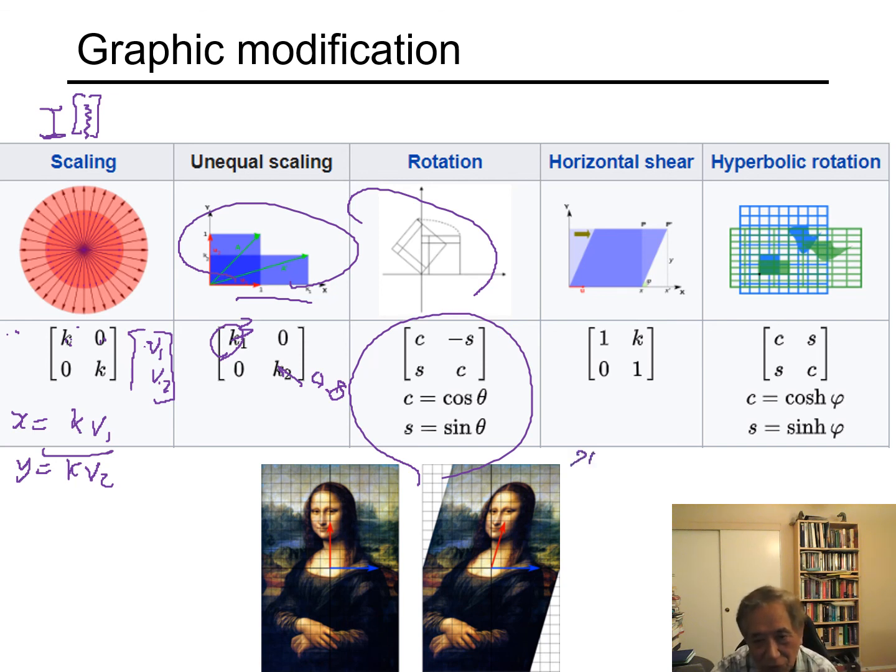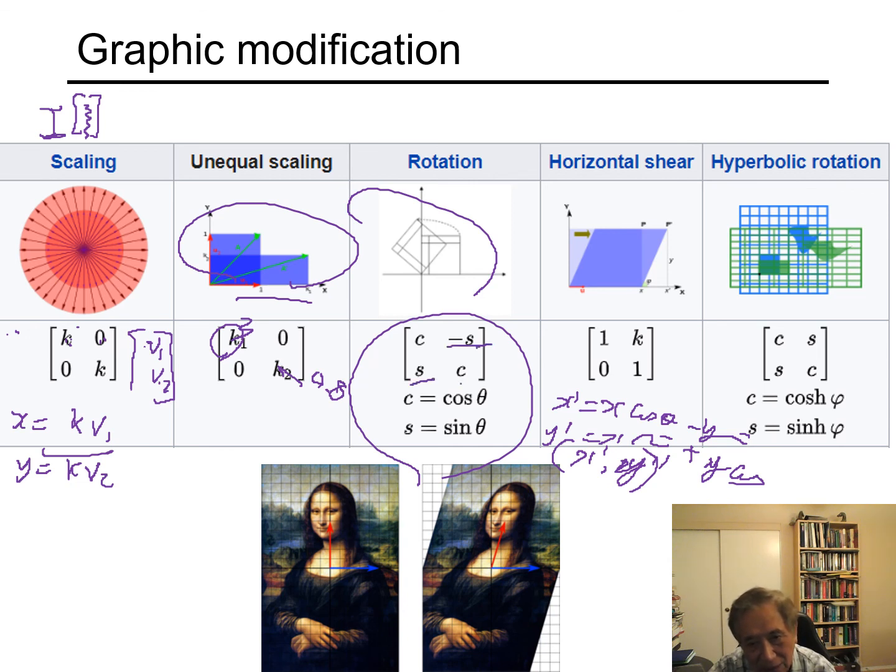Actually, the location after rotation is, say, x prime, y prime. Then the equation is x prime equals x cosine theta minus y sine theta, and y prime equals x sine theta plus y cosine theta. So that's the sine minus, and sine, cosine, cosine. So the new location can be calculated very much like that.